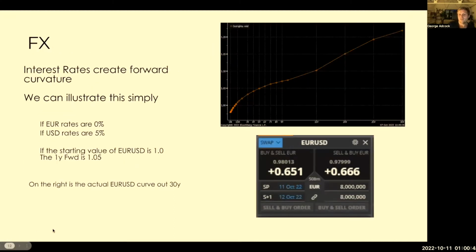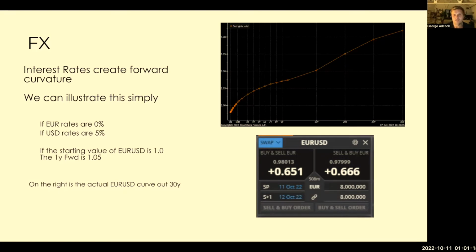Okay, foreign exchange. Why does foreign exchange curvature exist? This one's a little bit more simple. Essentially, we have two assets and we're looking at the varying carrying cost between them. I'll give you a couple of real world examples so you can see how this works. If we look at euro dollar, this is the rate of how many dollars you get for €1.